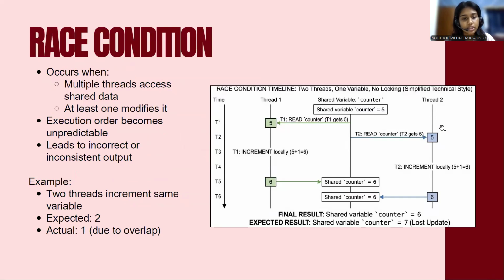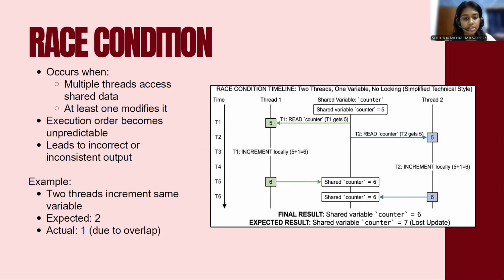So, what is race condition? Race condition occurs when multiple threads access the shared data at the same time in the shared resource, and at least one of the threads modifies it. So the final result depends on the order of the execution, which is unpredictable. So this can lead to incorrectness in the output.